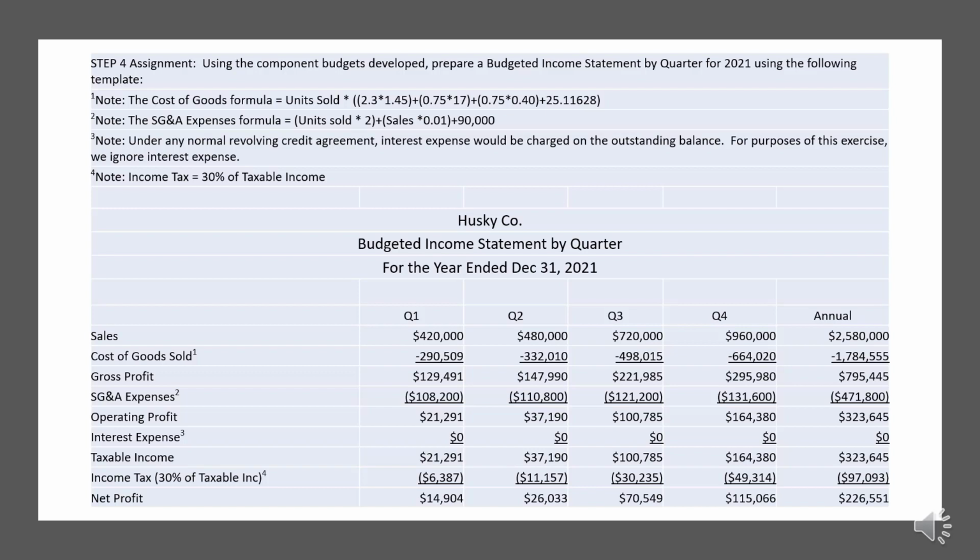The taxable income is $21,291, and a third of that, not quite a third, it's 30%, goes to the federal government as income tax. Again, this is not yet paid. This is the amount that has to be accrued in the first quarter, and so our income for Q1 is $14,904. For the year, it will total $226,551.